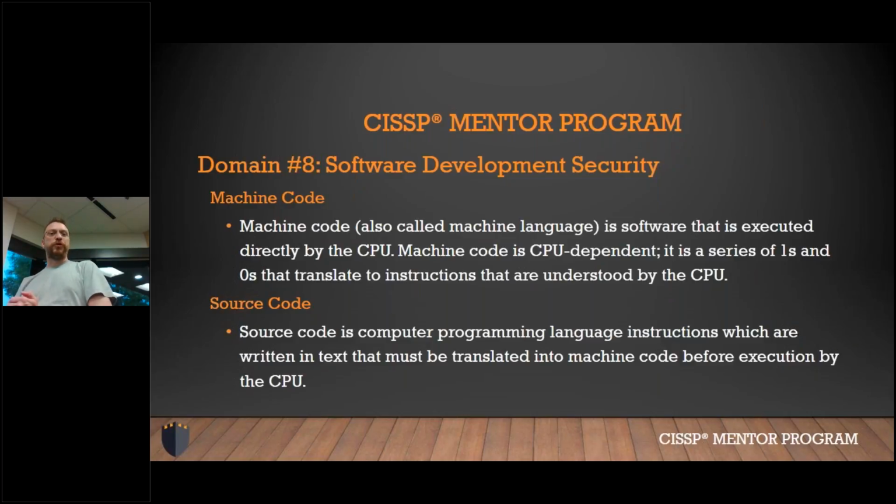All right, source code. You'll need to know the difference between these two. Source code is the language, written in text, which must be translated into machine code before execution. So source code is the human readable. Machine code is what is actually executed. Kind of an easy way to remember that.